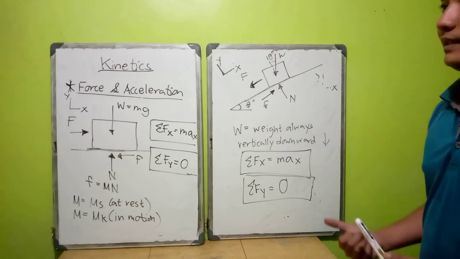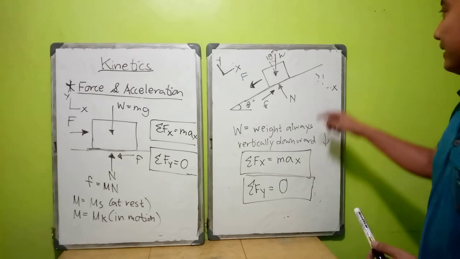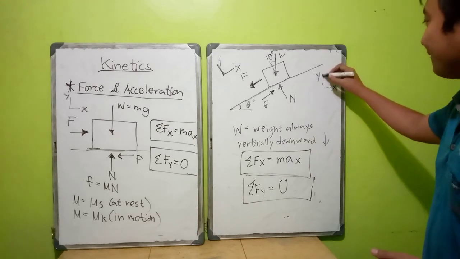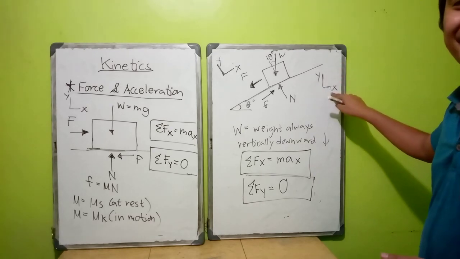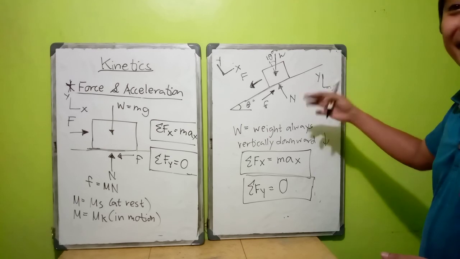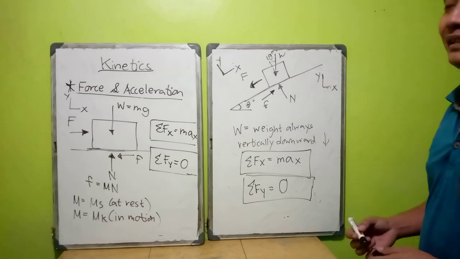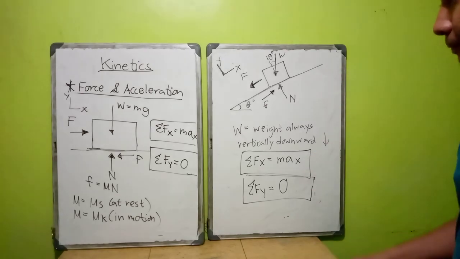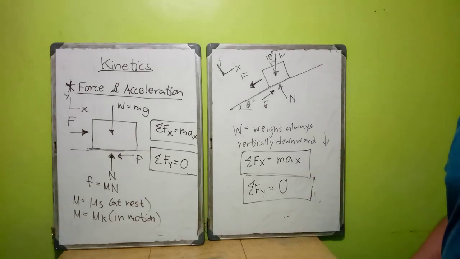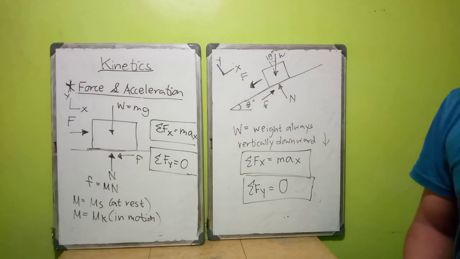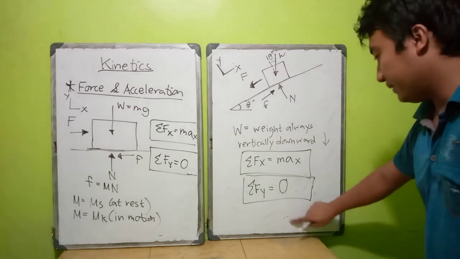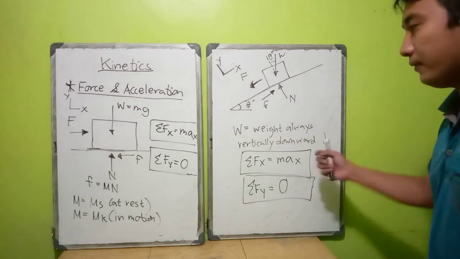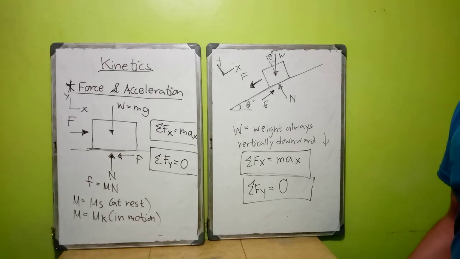So there are certain problems that you cannot solve, or that are hard to solve, using the system in which your x-axis is horizontal and your y-axis is vertical. So that is how you form your equilibrium equations along the x and y-axes.